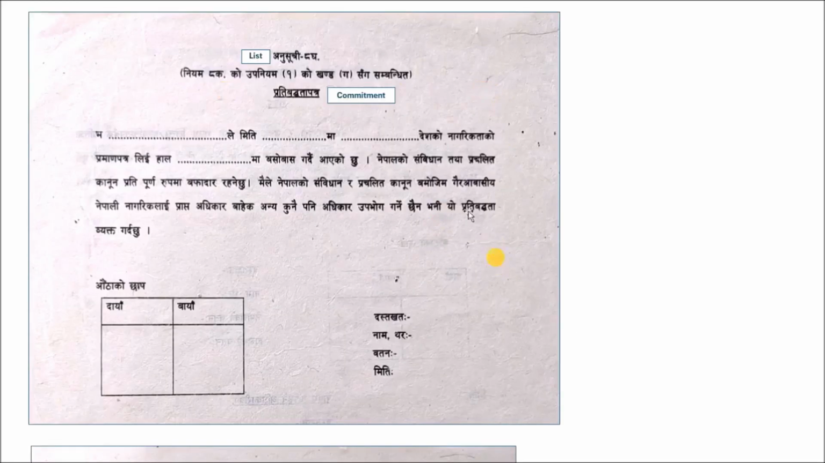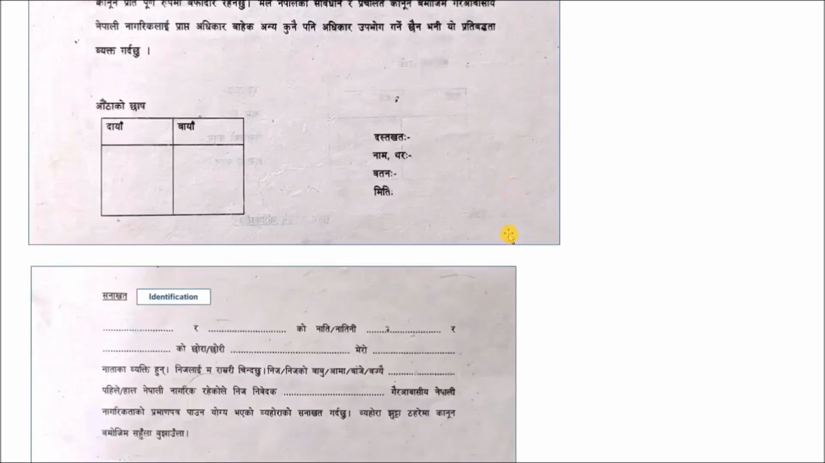The next part of the form is Pratibaddhata Patra, or the commitment. You have to make some additional commitments, such as Nepal ko Samvidhan, Prachalit Kanun, Bamozim. Basically it's referring to Nepal's constitution and laws that you have to follow, and you will not do anything against the law and constitution. That kind of commitment you have to sign as well.